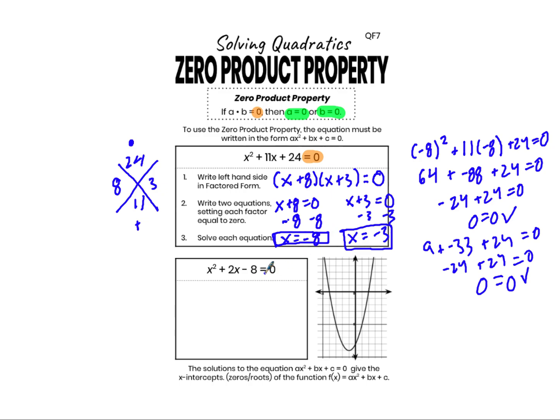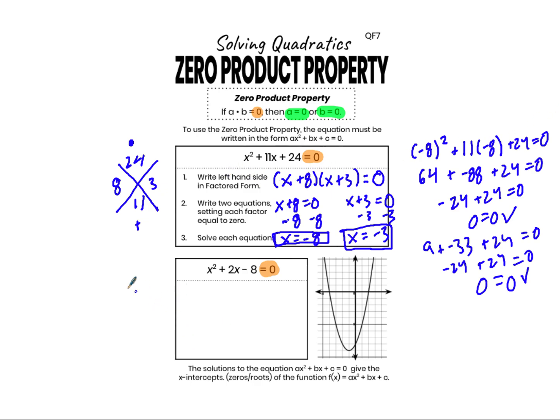Here is a second example. x squared plus 2x minus 8 equals 0. First thing that I am verifying, my equation has to equal 0. If my equation does not equal 0, I cannot use the zero product property. So I have met that requirement.